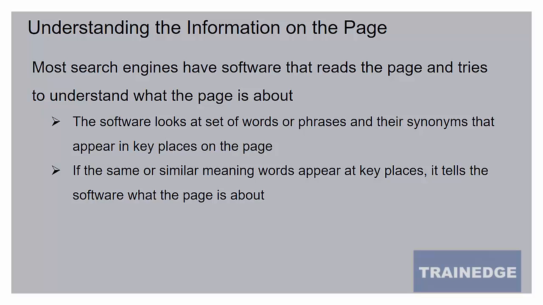So, what are those places? For example, it might appear in the heading, it might appear in bold, it might appear as a file name for the image used on the page. So, all these are different ways of telling Google or the search engine what the page is about.